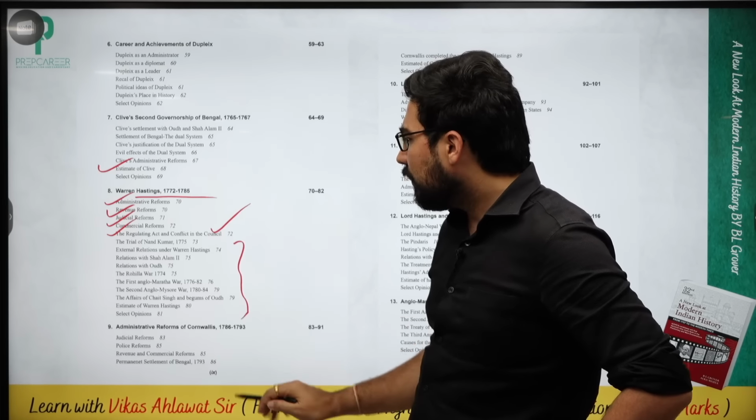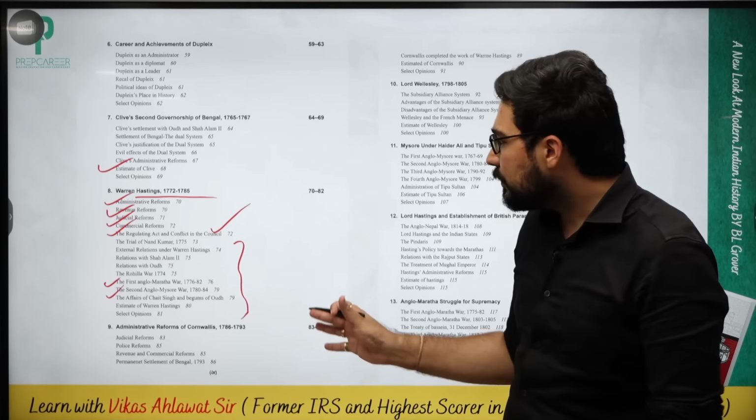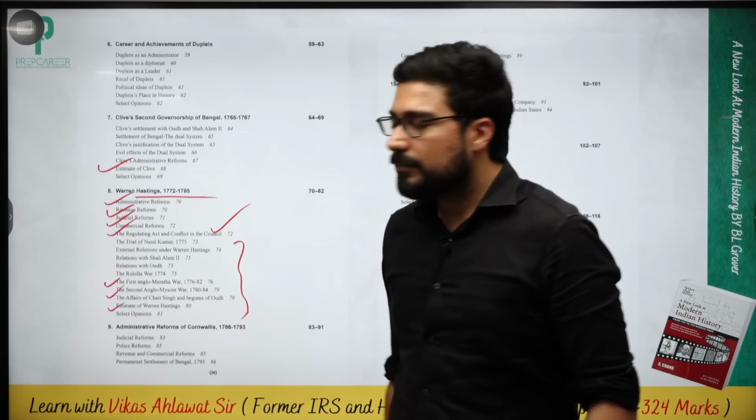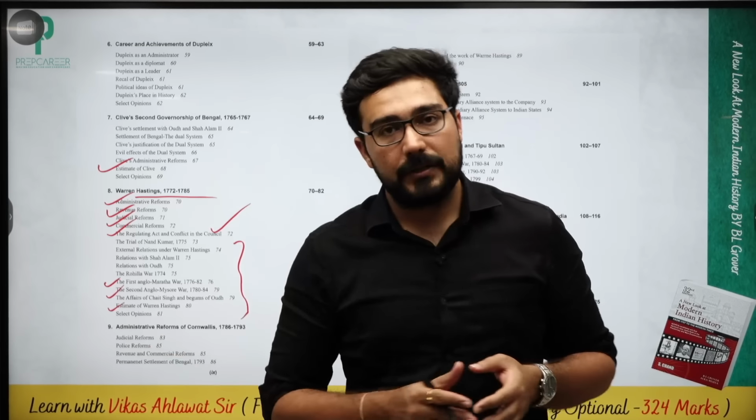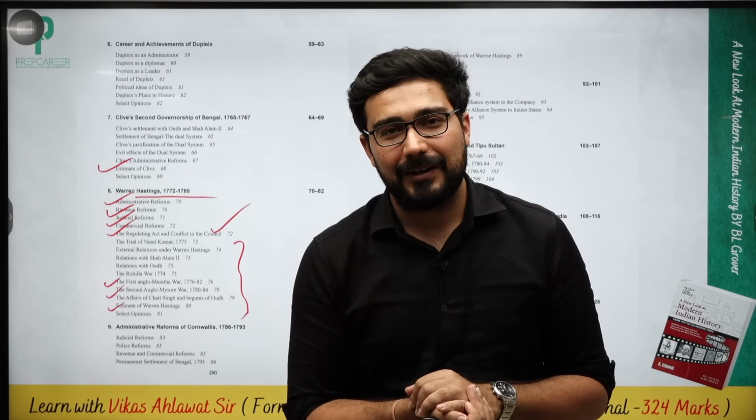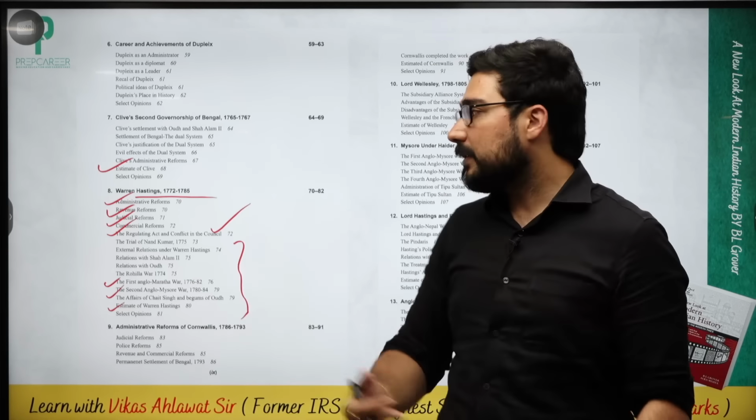Thereafter, these are not that much important. First Anglo-Maratha war and second Anglo-Mysore war are going to be important. Just read the estimate from B.L. Grover. Read the select opinions. UPSC is always going to give you these weird kinds of comments in a 10 marker, and that can be easily solved with the help of understanding the background of these comments from B.L. Grover itself.